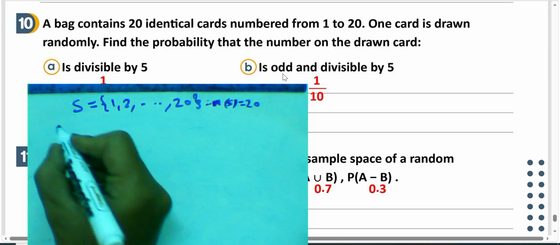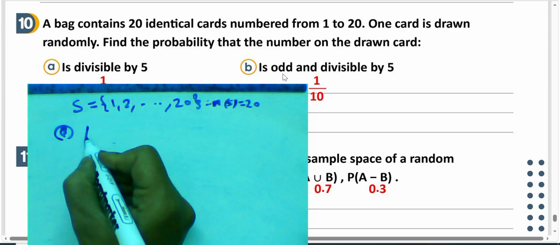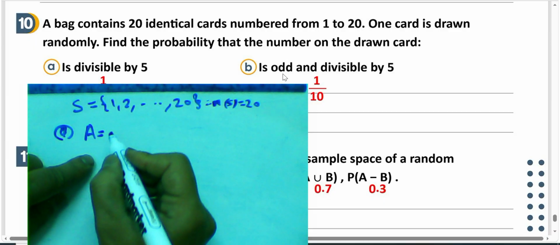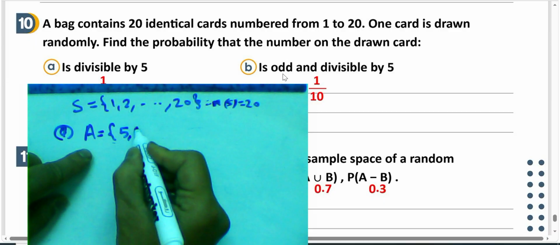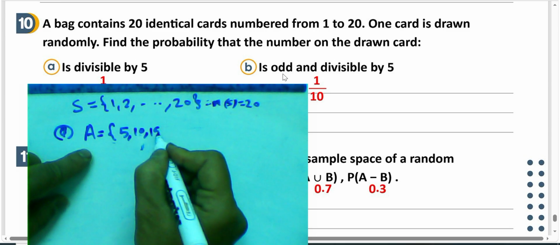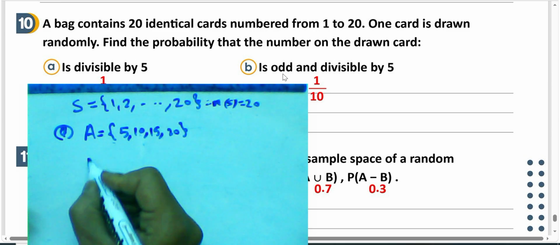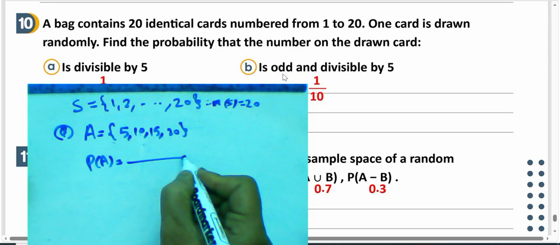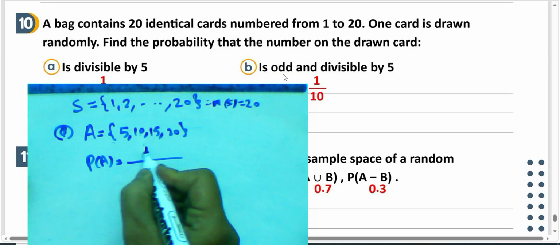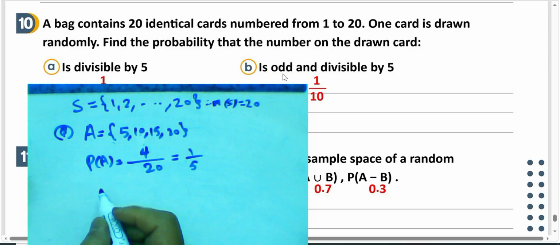Letter A, he wants to find the number divisible by 5. We can write event A as 5, 10, 15, and 20. So the probability of A equals the number of elements, 1, 2, 3, 4, which is 4 over 20. The result will be 1 over 5.